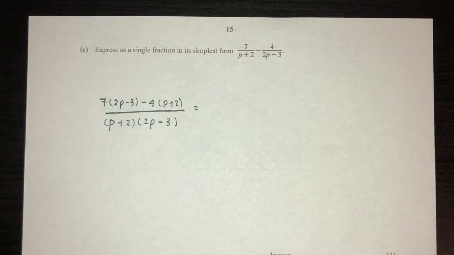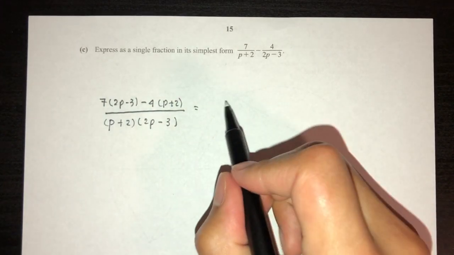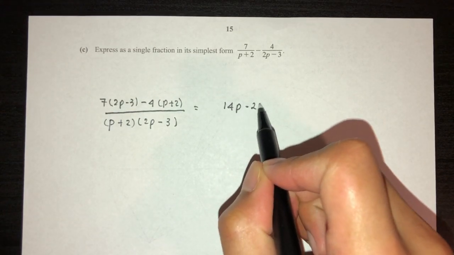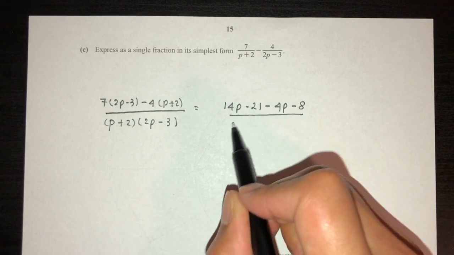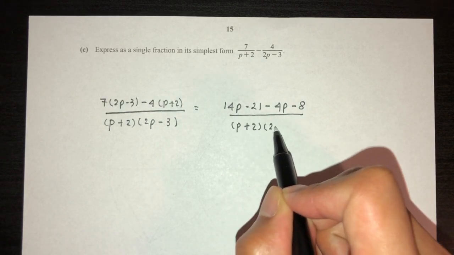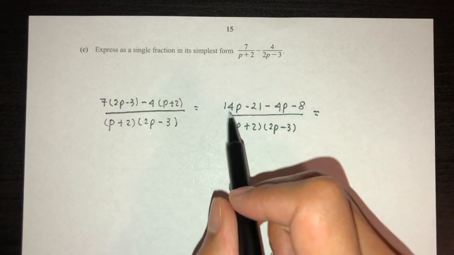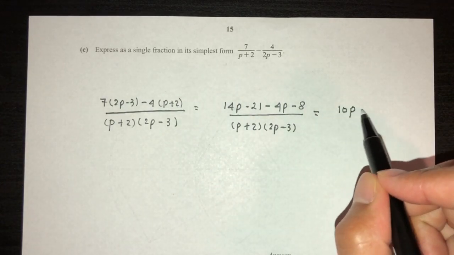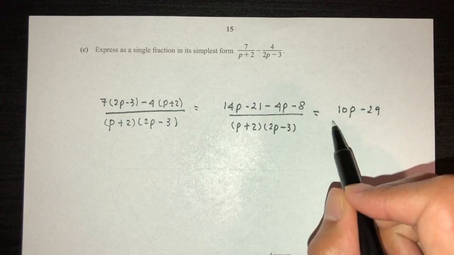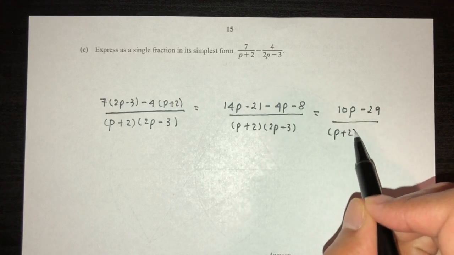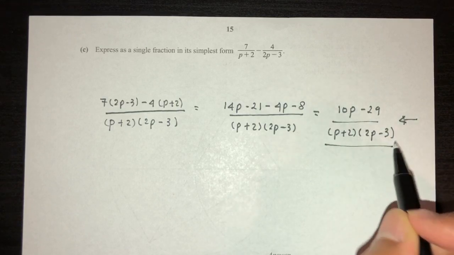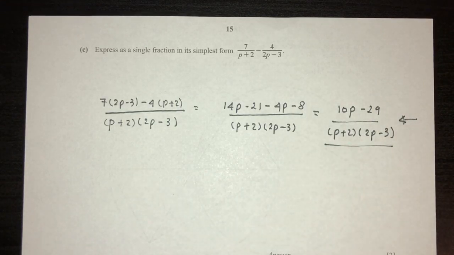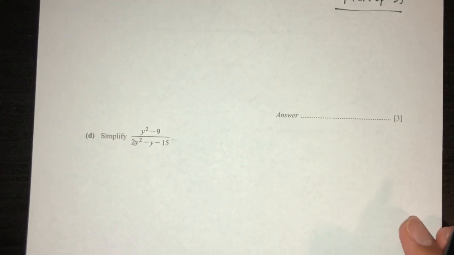Now we just have to simplify. So what do you have? 14p minus 21 minus 4p minus 8 over p plus 2, 2p minus 3. So 14 minus 4 is 10p. And that will be minus 29 over this base. So you can leave your answer just like that. It is enough for your full marks. If you want to expand, you can also expand as well. It is up to you. But that will be the simplest form. You can express this fraction as one fraction.